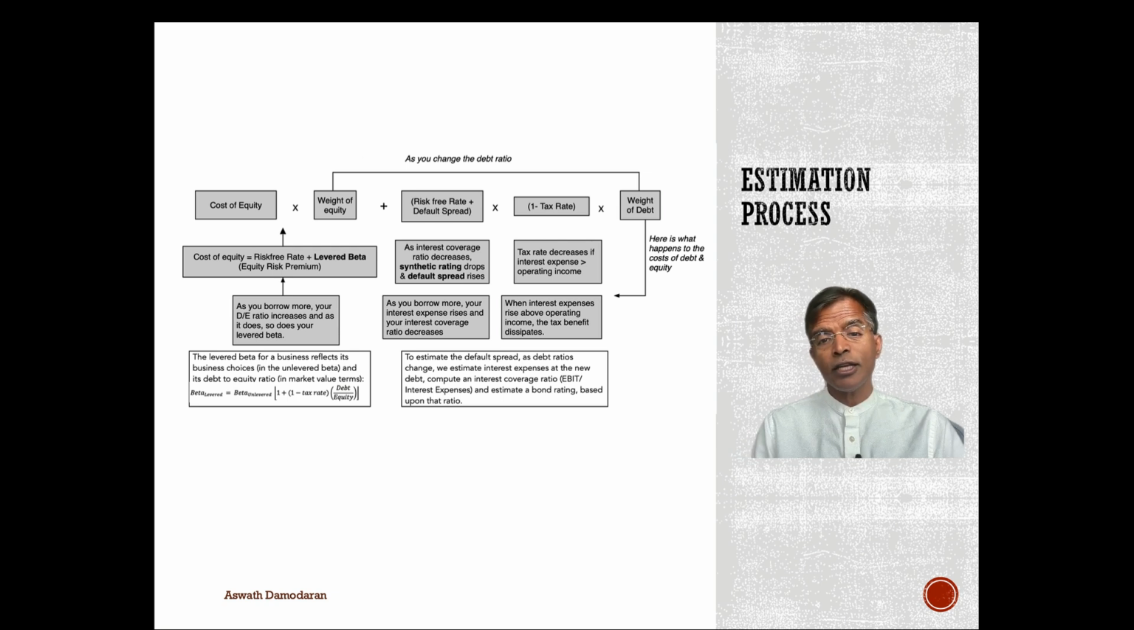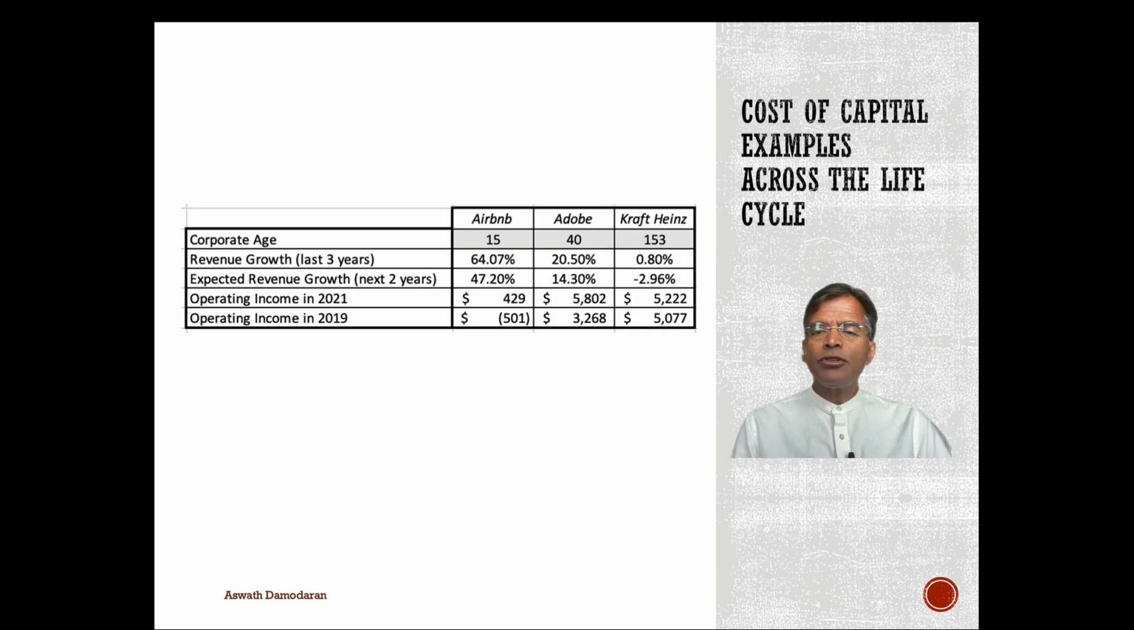The cost of capital now can be computed for any company because the cost of equity, the cost of debt, and the tax rate all come into play. So I'm going to take 3 companies at different stages in the life cycle: Airbnb, Adobe, and Kraft Heinz. I've computed their corporate age. Airbnb is 15 years old, Adobe is 40 years old, Kraft Heinz is 153 years old.